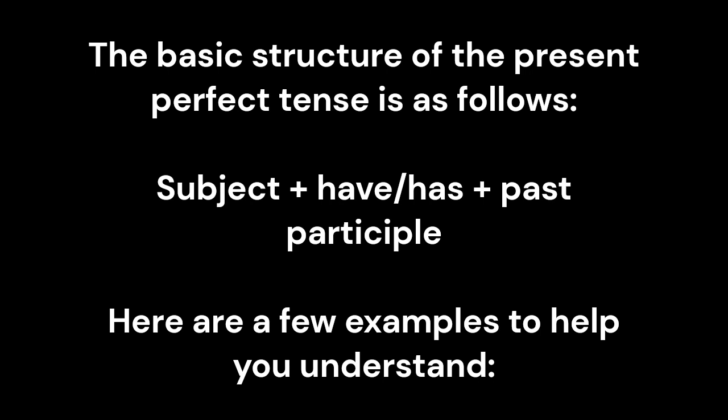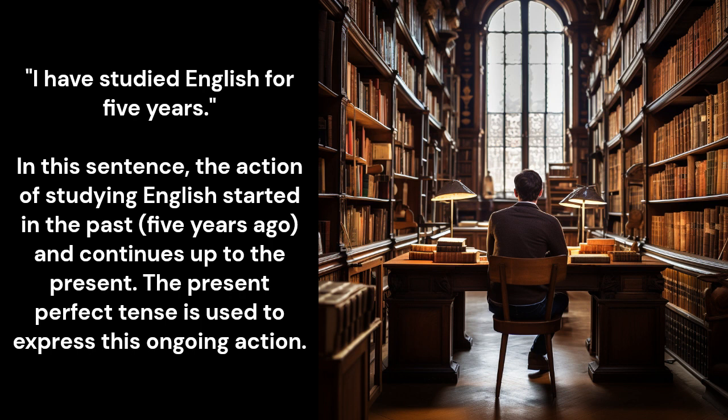Here are a few examples to help you understand. I have studied English for 5 years. In this sentence, the action of studying English started in the past, 5 years ago, and continues up to the present. The present perfect tense is used to express this ongoing action.